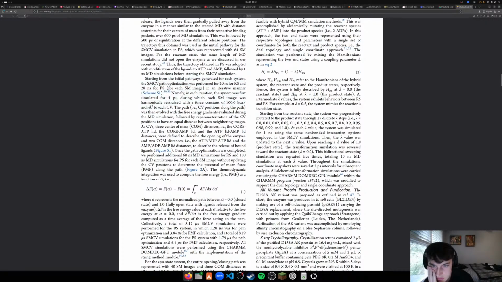Starting from the initial pathways generated for each system, this SMCV path was performed in an iterative manner. Namely, in each iteration the system was simulated for 4 picoseconds, during which each SM image was harmonically restrained with a force constant to each CV. The string was then evolved, followed by the reparametrization. Okay.